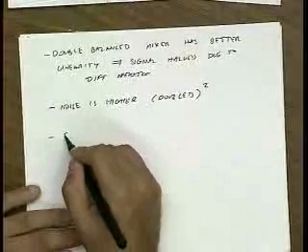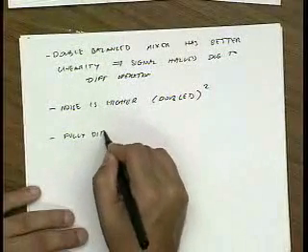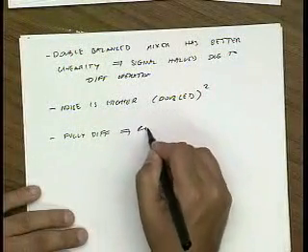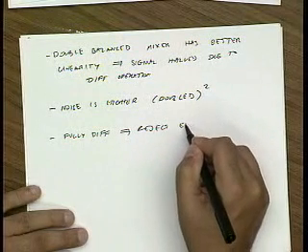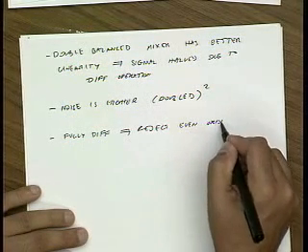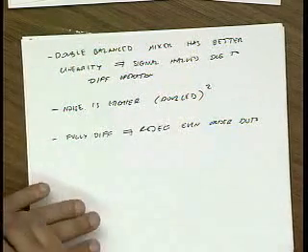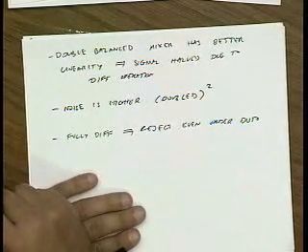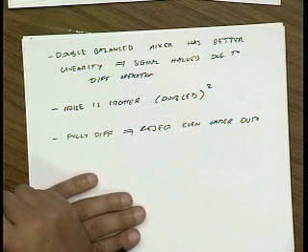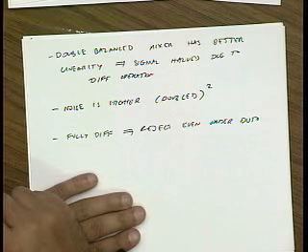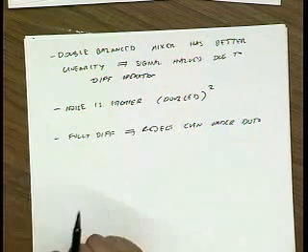Also, because this is fully differential, we can reject even order distortion, which is very important in a low IF or direct conversion receiver. Okay. Questions or comments?